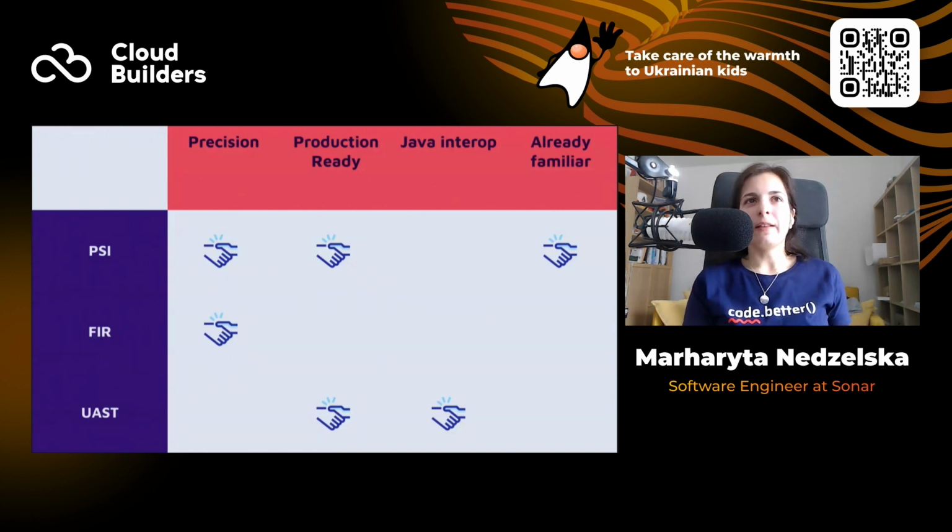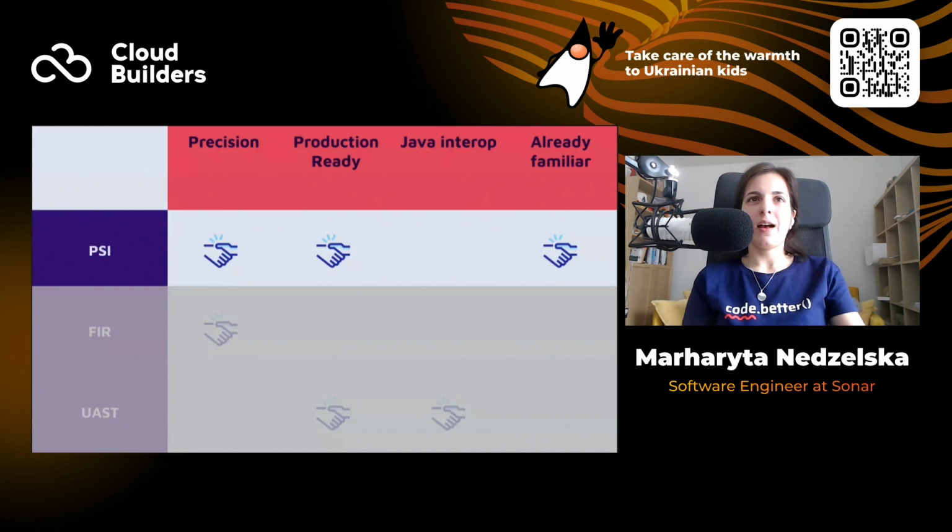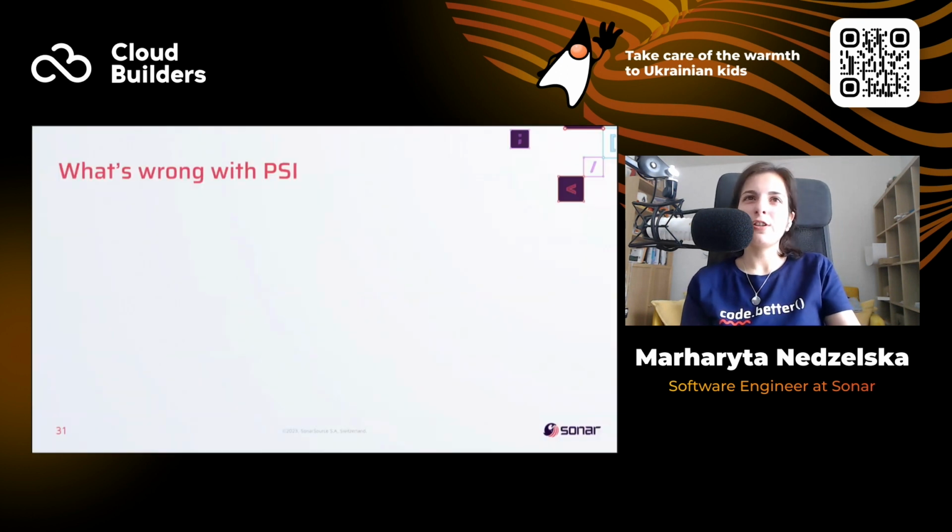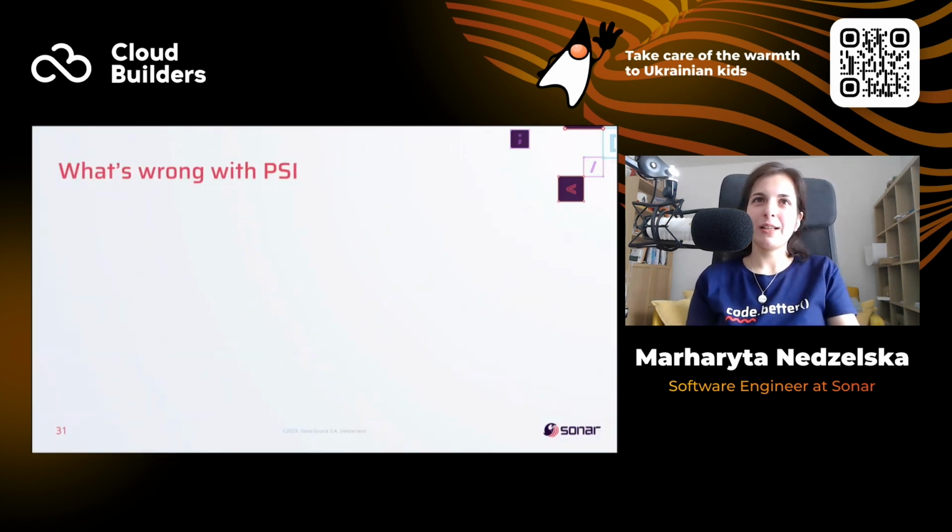So knowing all this, we created some sort of a comparison table, and you can definitely see that there is a winner. We decided to still go for program structure interface because we were already familiar with it. It was production ready and gave us pretty nice precision. But of course, it comes with some cost. There are some things that are wrong with program structure interface.